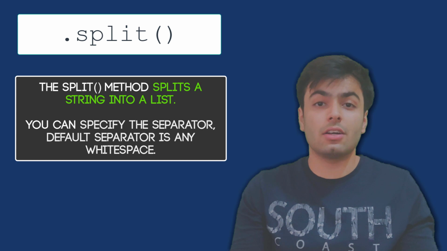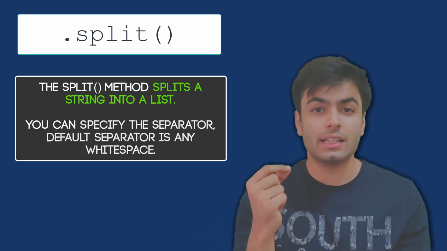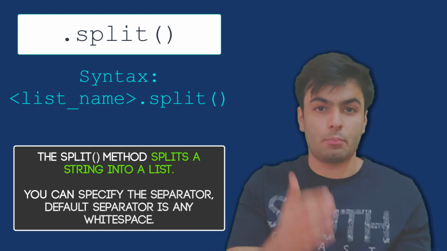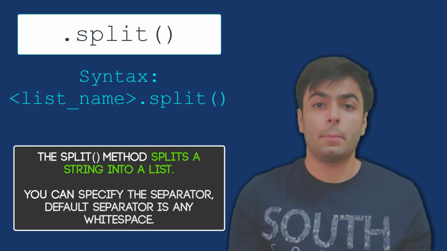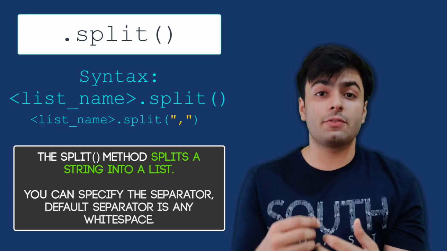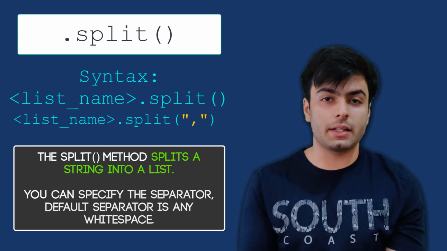It then makes a list out of these separated parts of the string. The separator is essentially a character that the split method is looking for, and every time it finds it, it breaks the string at that point. By default, this is a white space character, but you can specify this if you want to split, for example, by a comma. Here's the syntax of the split method.